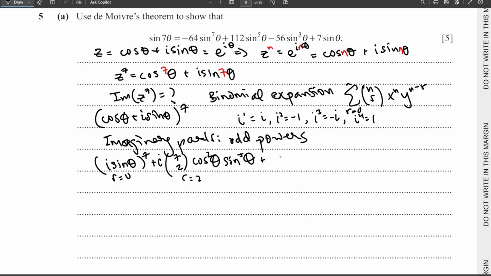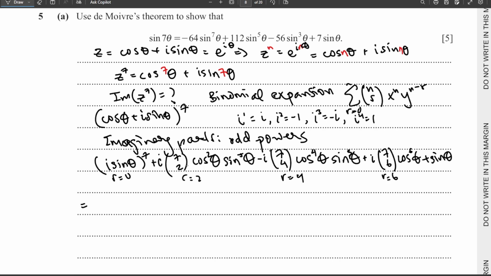Next, r equals 4. 7 choose 4, cosine to the power 4, sine to the power 3. The power 3 gives a negative i, so I'll have a minus i here. Last is r equals 6. So it's just an i, 7 choose 6, cosine 6 theta times sine to the power 1, so just a sine.